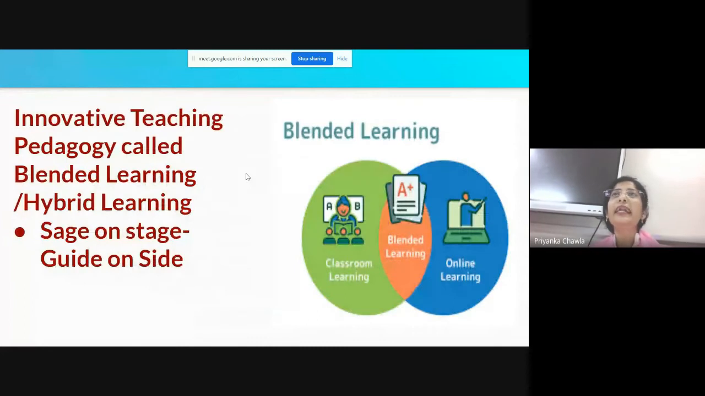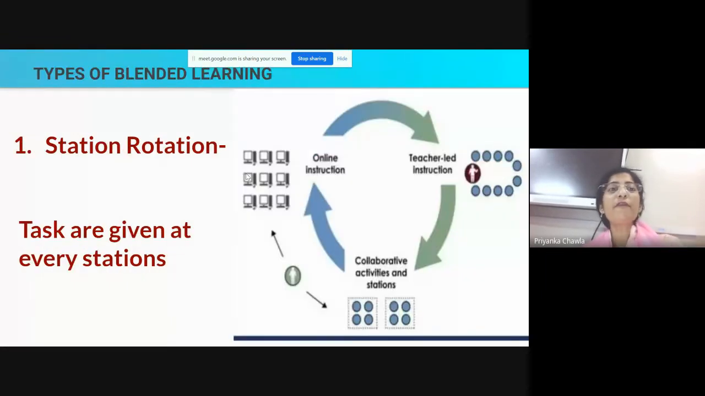Then we come to blended learning. It is the mixture of classroom learning and online learning. That means an innovative teaching method is adopted. Hybrid learning, we can say. The role of the teacher changes from sage on the stage to guide on the side. Earlier, she was on the stage dictating the lesson, but now she has become a facilitator, guiding her students from the side, right? Blended learning means students can learn at their own pace. There are different types of blended learning.